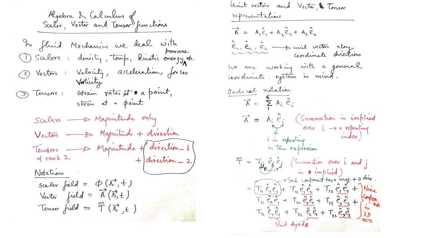So these pairs of unit vectors, which are written together to represent tensors, are like the simple unit vectors we have for vectors. Now since we have pairs of unit vectors, we have a special name for that. We call them unit dyads. So E1 cap E1 cap, E1 cap E2 cap, E1 cap E3 cap. These are unit dyads necessary to represent tensors of rank 2 in any coordinate system.